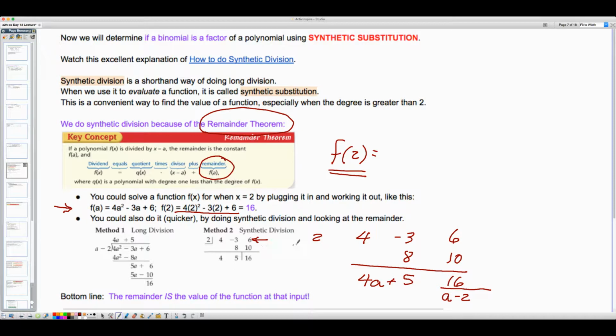I'm dividing by 2 here, which comes from this factor that I'm dividing by, a minus 2. So this is going to be my remainder, 16. And 16 is the value that you get when you plug in 2. And that's what the remainder theorem says. Bottom line is the remainder is the value of the function at that input.